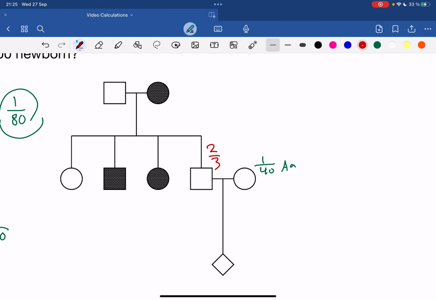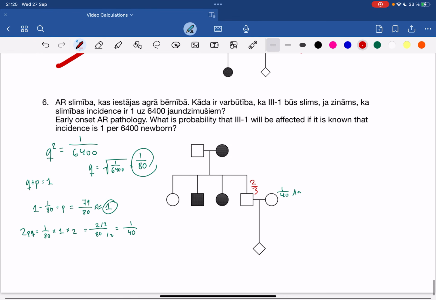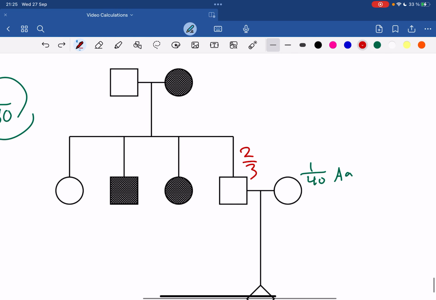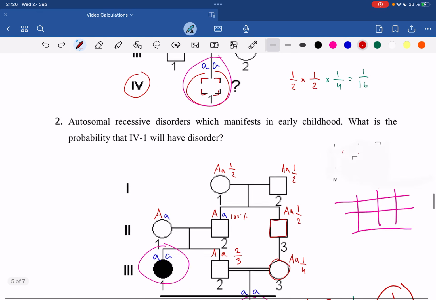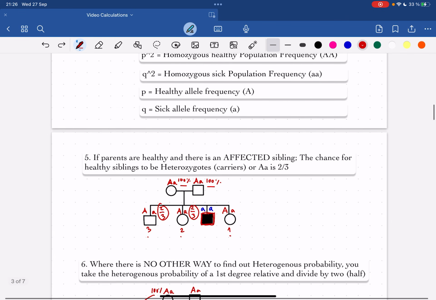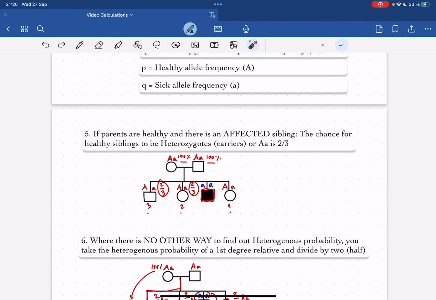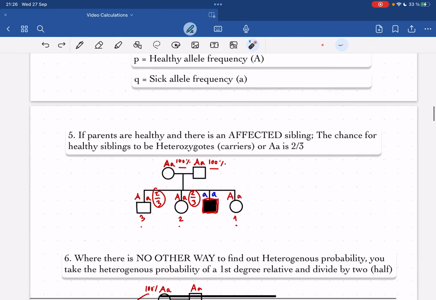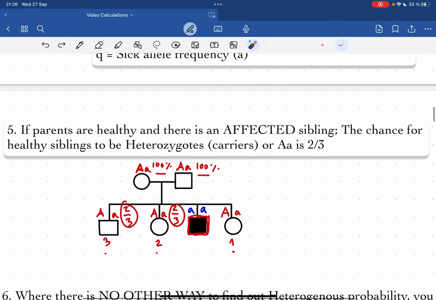If you assume this, you kind of forget about the rule. So let's look at the rule about 2/3 again. Let's look up, I think it was rule number 5. Yeah. If parents are healthy and there is an affected sibling, the chance for a healthy sibling to be heterozygotes or carriers is 2 out of 3. But what are the conditions? The parents have to be healthy and there has to be an affected sibling.